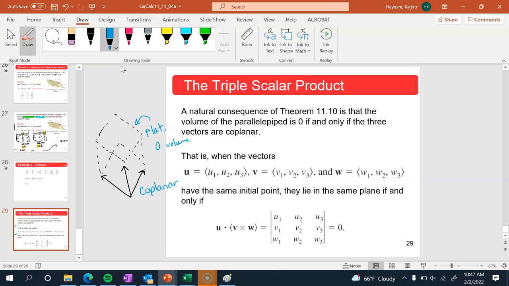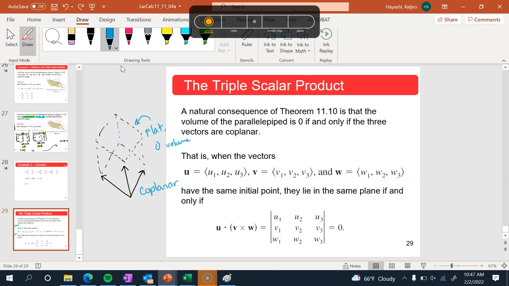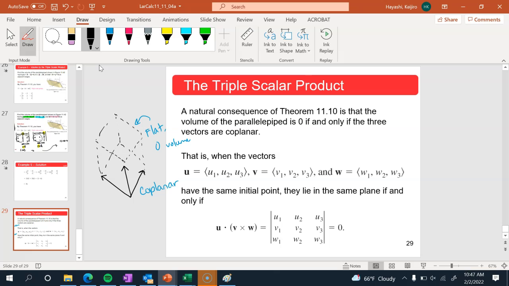That's all that's saying. So if you've got three vectors that are coplanar, trying to find the triple scalar product is going to give you 0, because if they're coplanar, you're not actually making a parallelepiped with any substance. You're making this degenerate parallelepiped that has no volume and is flat, and all the sides are just touching each other.